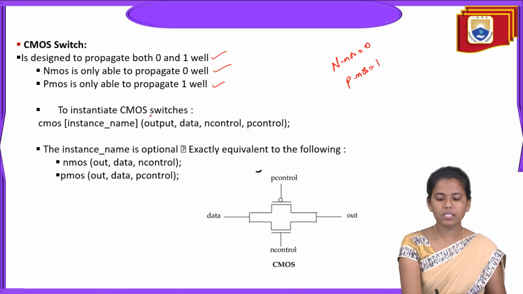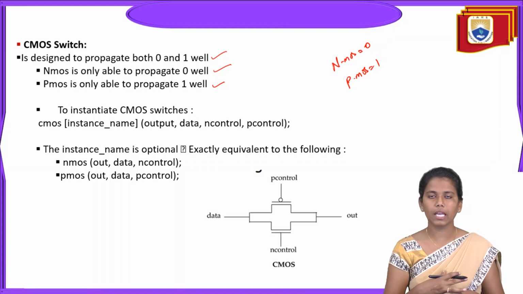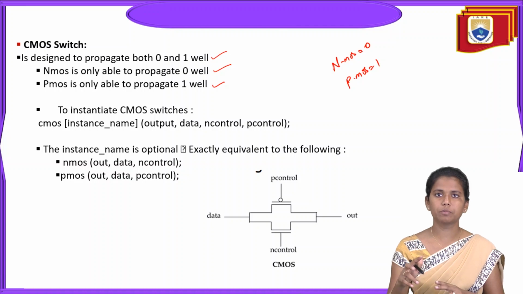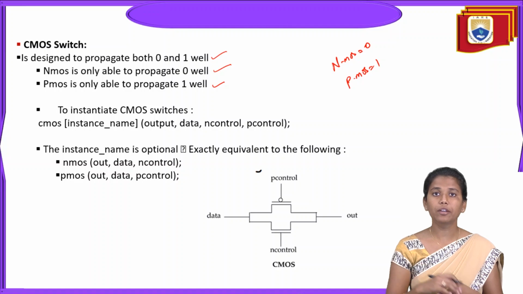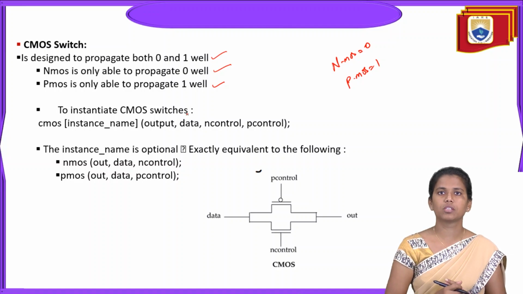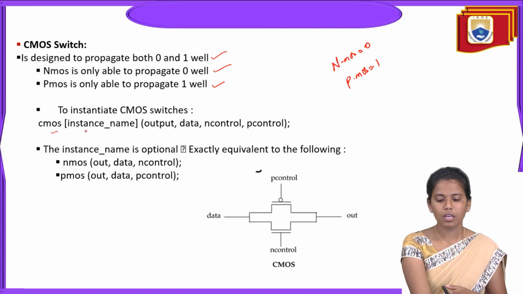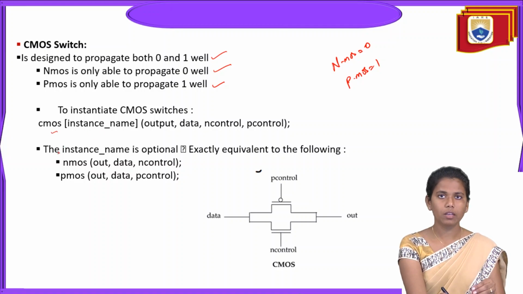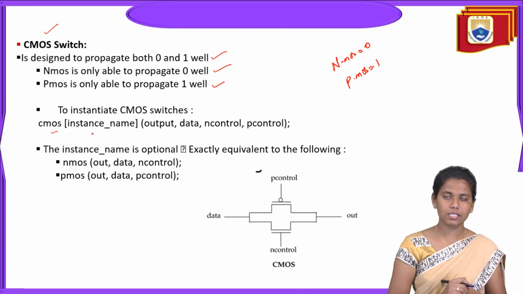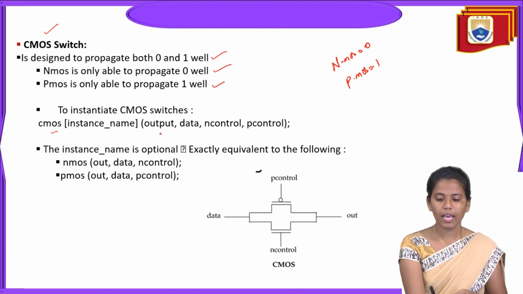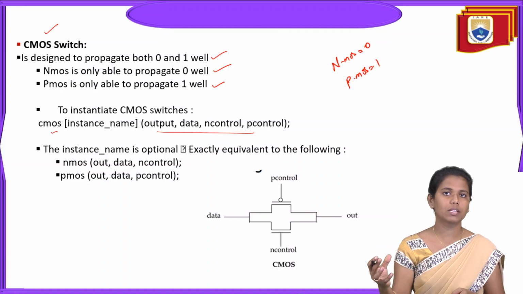Then to instantiate CMOS switches. We can propagate the output in two terms, one with respect to 0 and 1, that is NMOS for 0 and PMOS for 1. To instantiate the CMOS switch, we use the keyword cmos, which pertains to the CMOS switch, followed by the instance name, the name of the gate that you are considering, and the port list. In the port list, we need to mention the input, output port, and as well as the control.